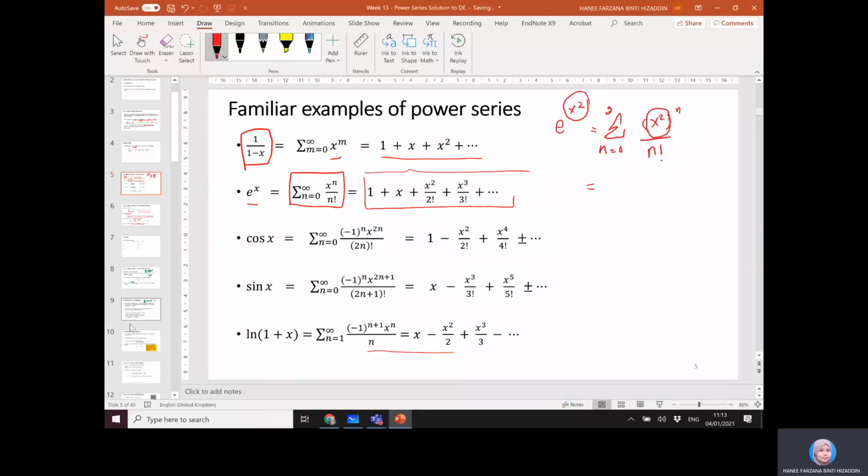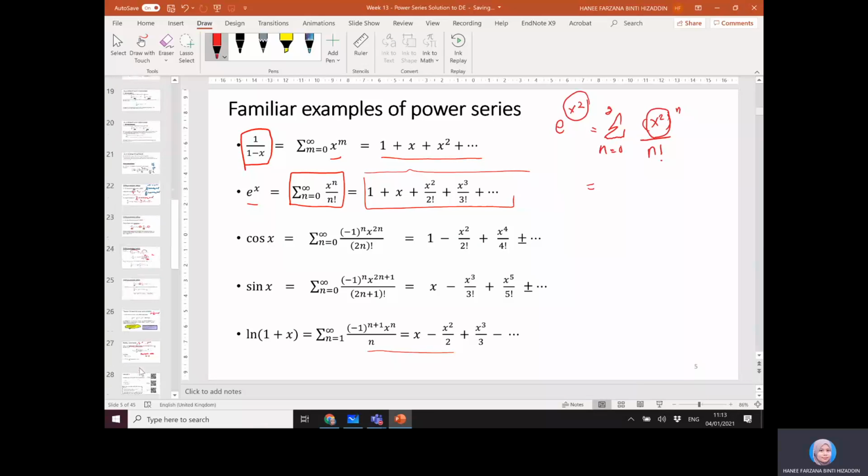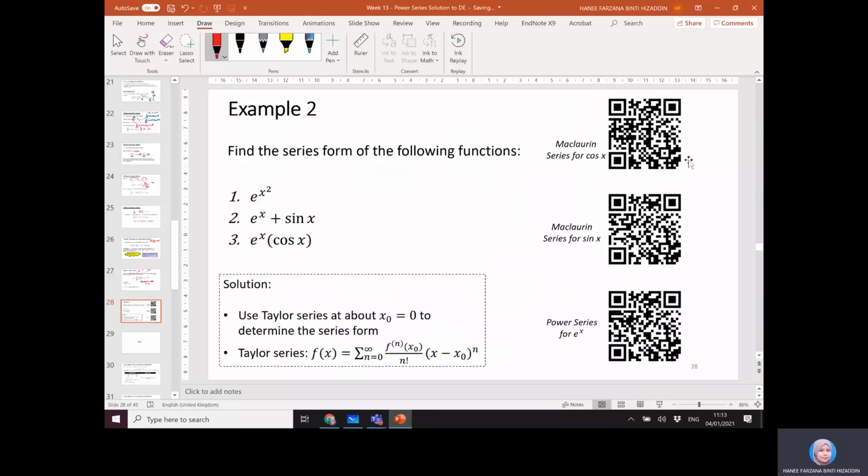But what I mean is that if you want to find out where you get the series form of the respective functions, e^x, cos x, and sin x, and from e^x you can find e^(x squared), then you can watch the video by scanning the QR code here. Okay, and then you will get the respective function. So here you can look at your notes at page 140. Okay.